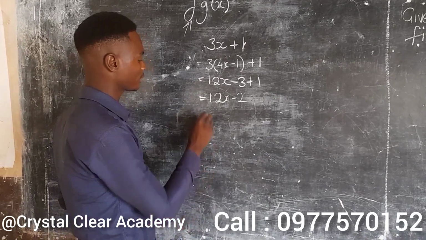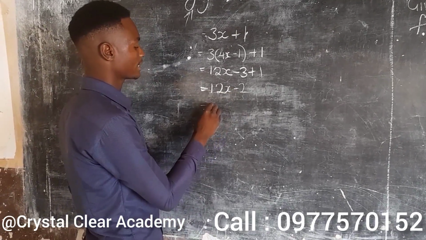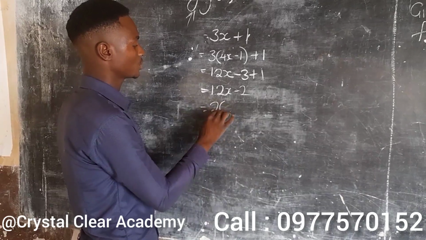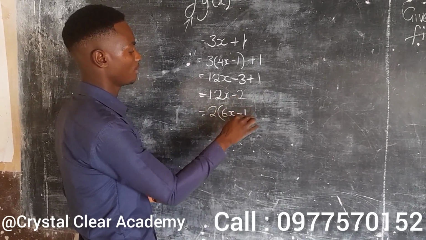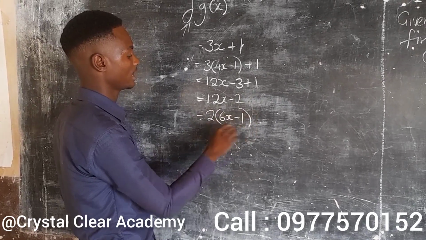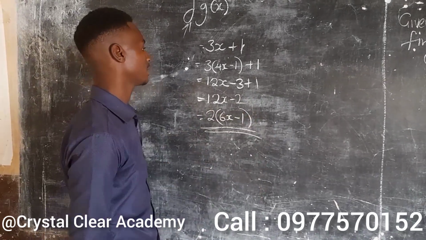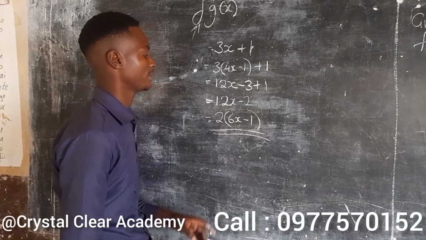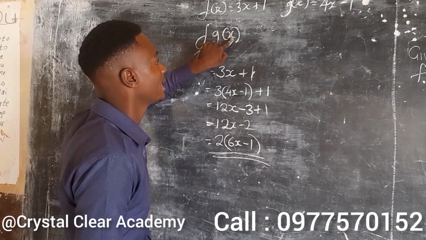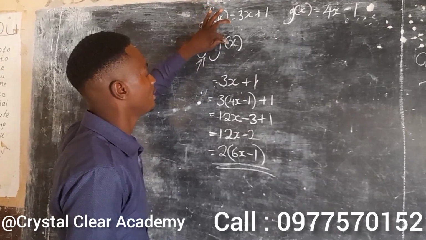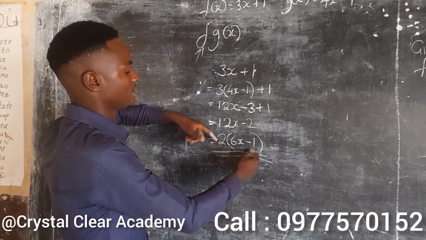You can as well factorize. The common factor here is 2. 2 into 12 is 6x, 2 into negative 2 is negative 1. You can leave it here as the final answer. Remember, I said that if inside here is a variable, then the final answer should be an expression, which is this one.